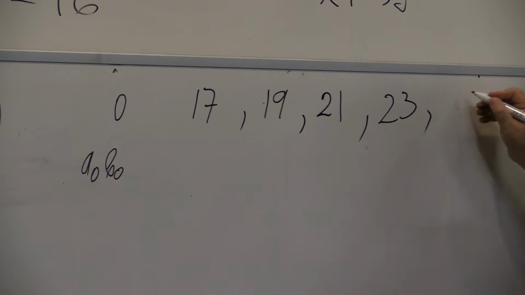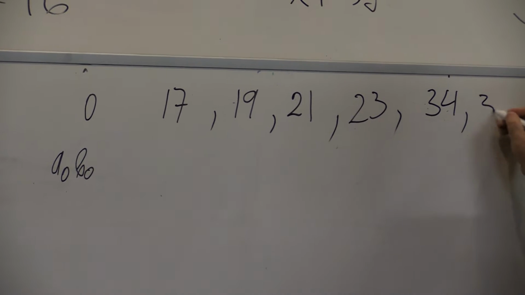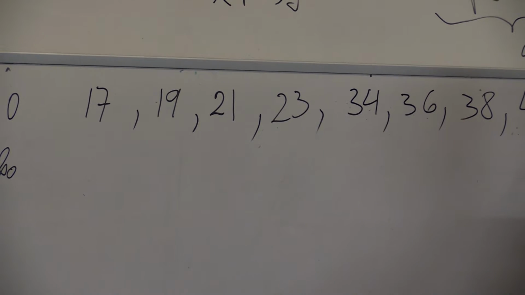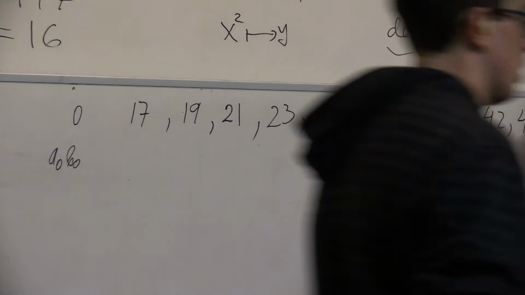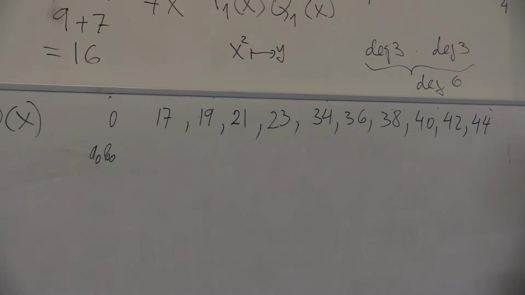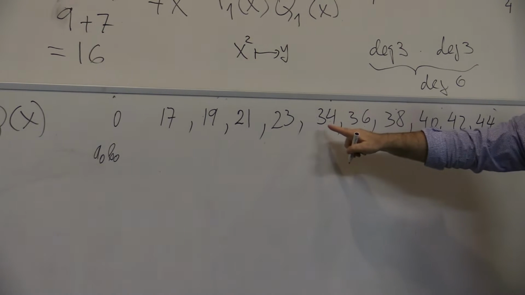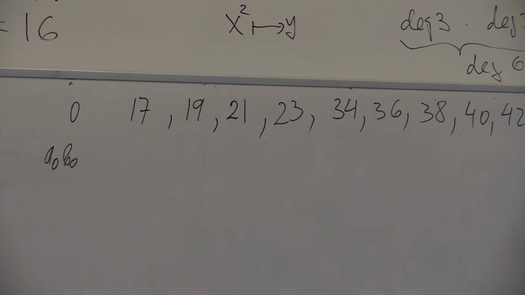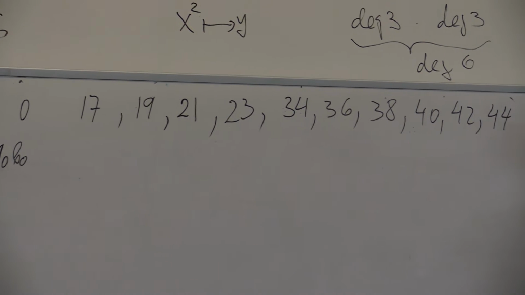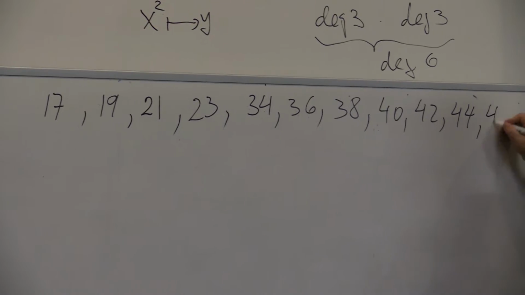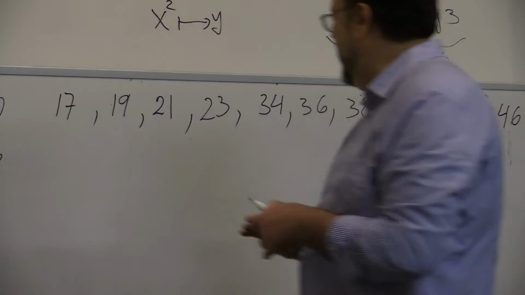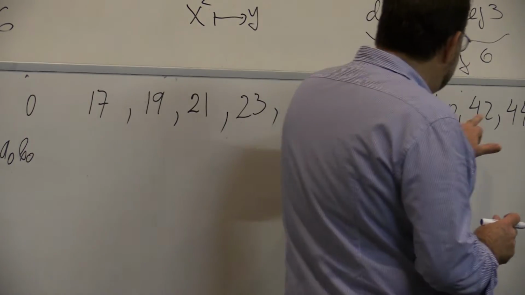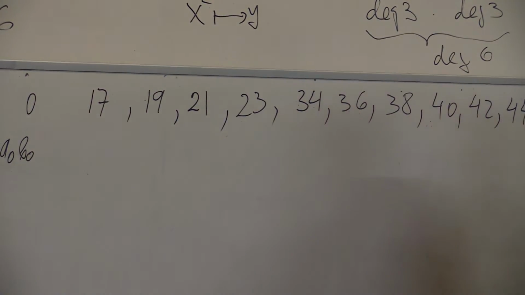And then we have 34, 36, 38, 40, 42, and 44, because they all grow by 2, right? So the smallest one of even degree is 34, and the largest is 46. So how many of them is that? It's 1, 2, 3, 4, 5, 6, 7, 8, 9, 10, 11, 12 powers.